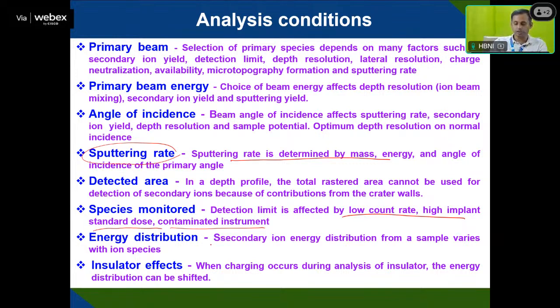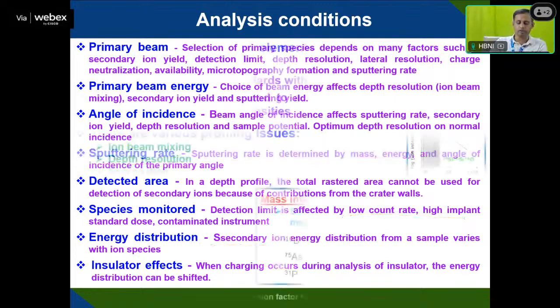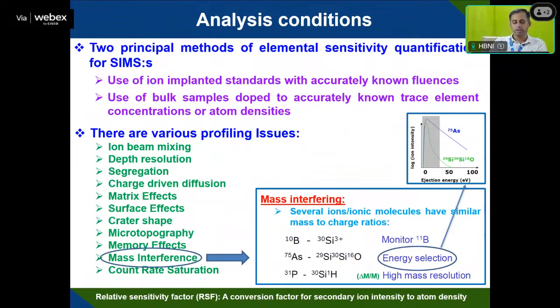The secondary ion energy distribution from the sample surface varies with ion species. And you have an insulator effect also. Charging may occur because of the ion bombardment. If there is no proper pathway to remove this charge, whatever primary ions you are putting in may cause an insulator effect. So these are mainly two things that I am discussing here out of so many limitations and constraints.